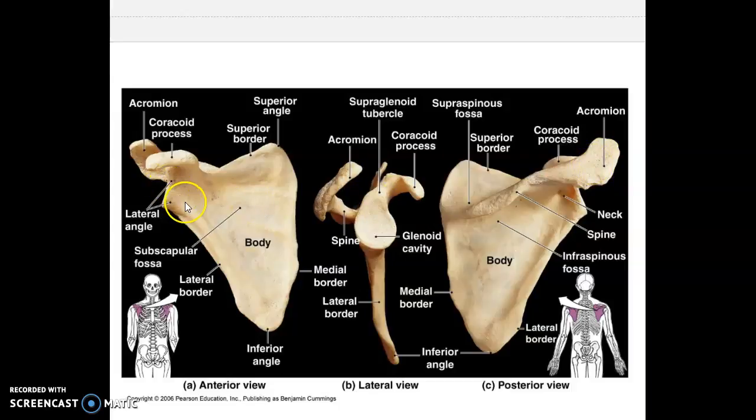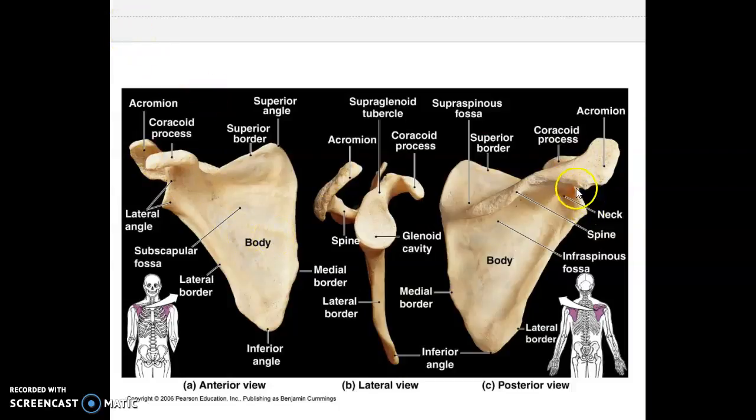Okay, so I've got the spine of the scapula here, coming off of it the acromion process, and then below it, or kind of in front and below it on this side, I can see the coracoid process. So we need to make sure we know the difference between the acromion process, which is actually going to articulate with the clavicle, and the coracoid process, which is going to be an attachment site for several muscles.